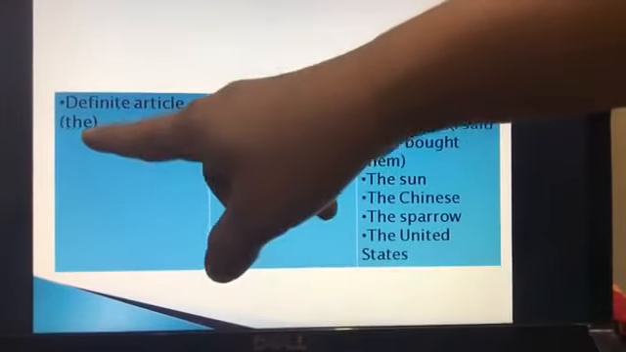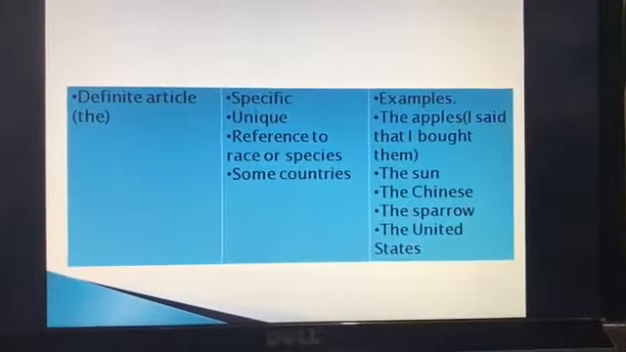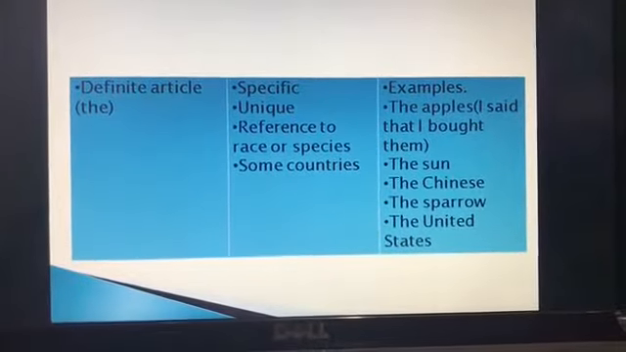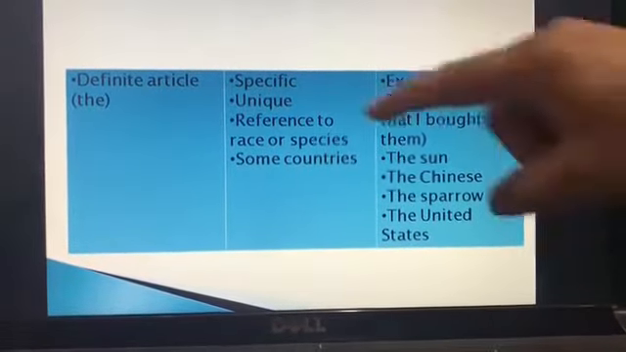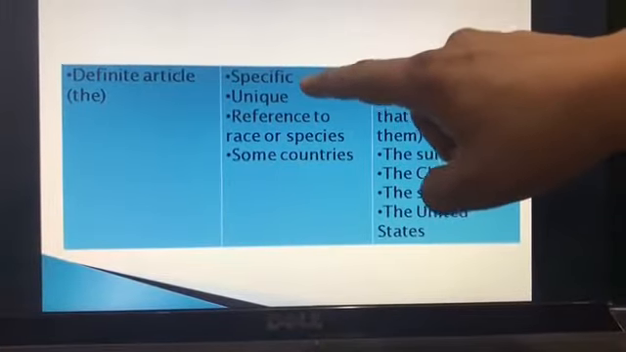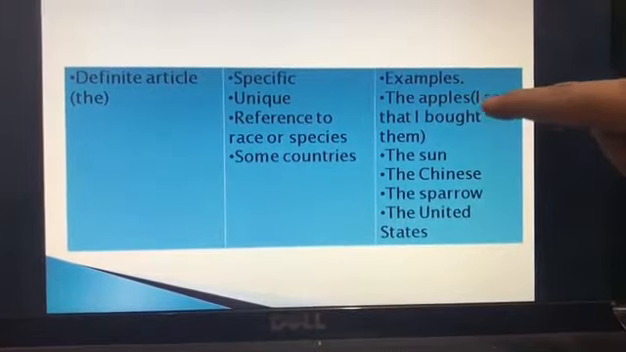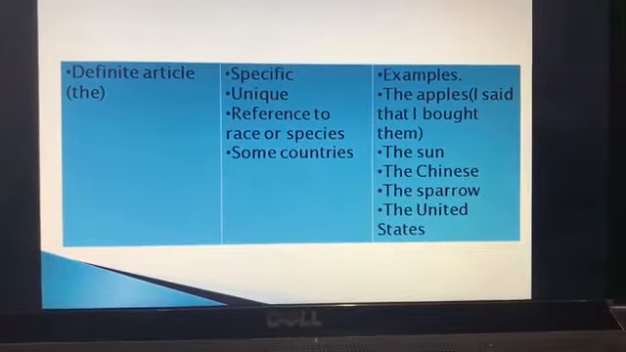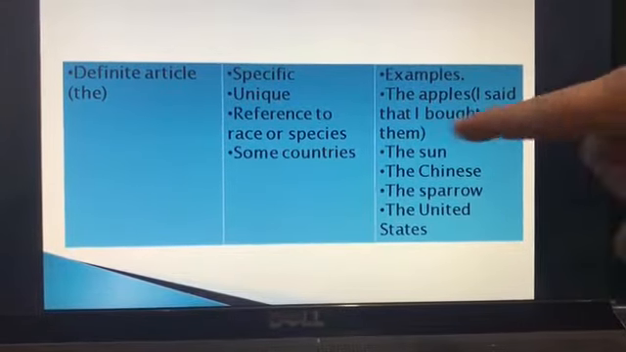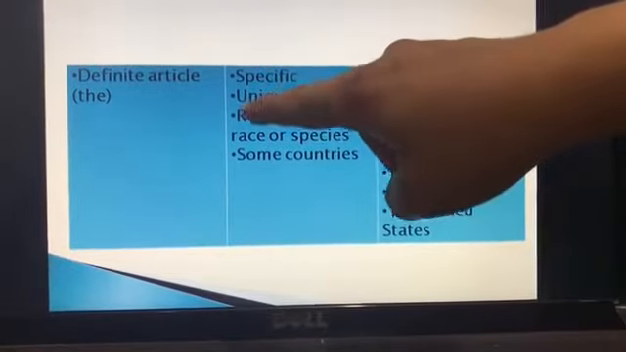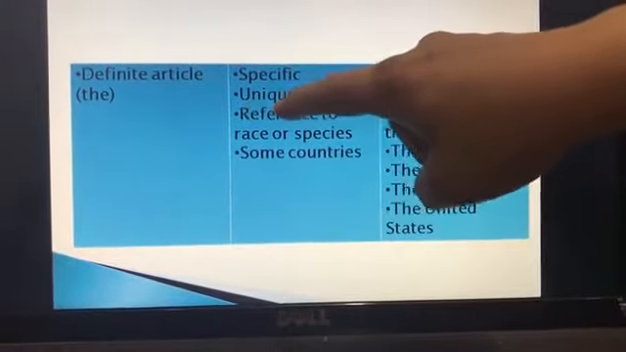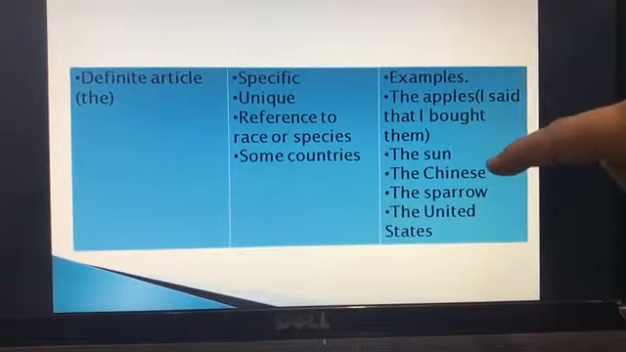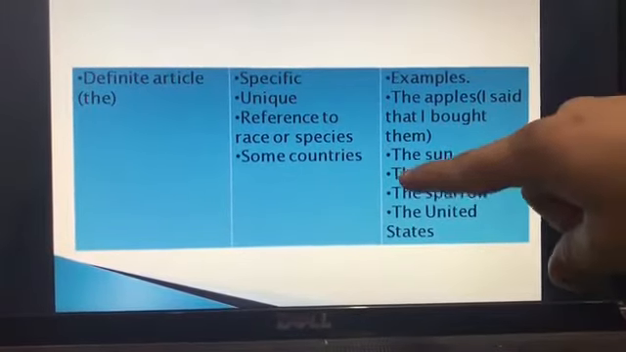Now the second type of article is the definite article, and the comes under definite articles. What is the use of the definite article? When the sentence is specific. For example, apples, I said that I bought them. जो apple हम लाए, that particular apple, so we will use the. Second, we use it in unique cases. For example, the sun. Sun is unique in itself, so we use the.